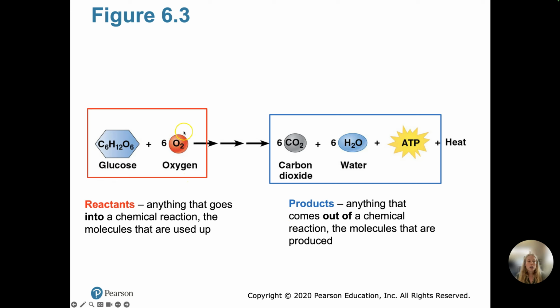So remember, the reactants are anything on the left of the arrow, and the products are anything on the right of the arrow in a chemical reaction. Reactants are anything that goes into a chemical reaction, the molecules that are actually used up in the reaction. So in the overall cellular respiration equation, glucose and oxygen are your reactants, and products will be anything that comes out of a chemical reaction, the molecules that are produced. In the overall cellular respiration equation, the products are carbon dioxide, water, and then the chemical formation of ATP. So just keep in mind the difference between reactants and products as we move forward.